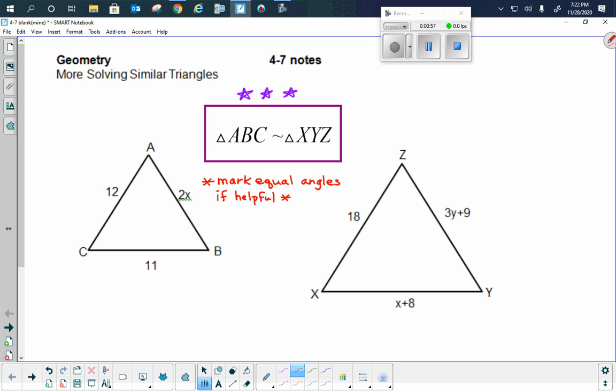Okay, so remember, first letter goes with first letter. So that tells you angle A and X are the same. So whatever symbol you want to use for A and X, notice they're not in the same spot. Doesn't matter. One of the triangles is flipped around. Okay, likewise, B would equal Y because they're both in the middle. Okay, so whatever symbol you want to use, I'll just use a single mark for B and for Y.